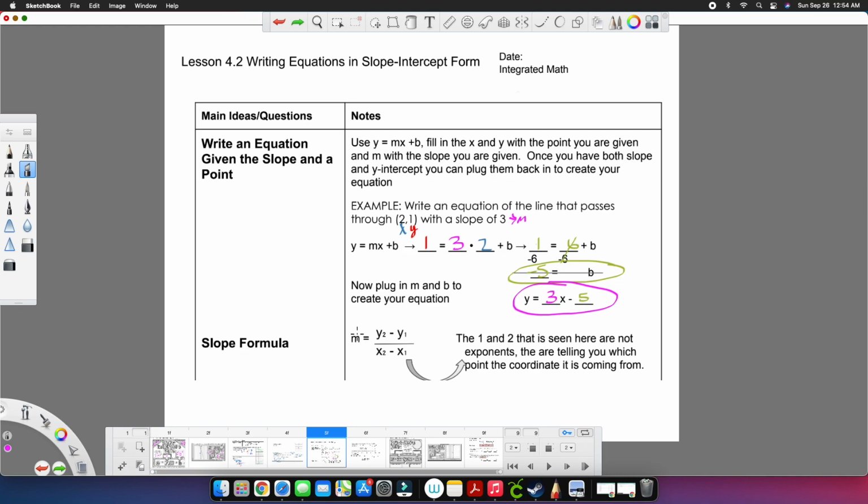Remember, m is equal to the change in y's, which means the y-coordinate for point 2 minus the y-coordinate for point 1, divided by the change in x, which means the x-coordinate for point 2 minus the x-coordinate for point 1. So again, just remember the 1 and the 2 is not like exponents or anything like that. It's just a name. It's telling you which coordinate it's coming from, which point it's coming from, okay? Is it from point 1 or point 2? That's what it means. All right, let's look at the next page here.